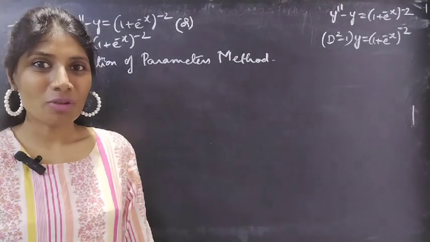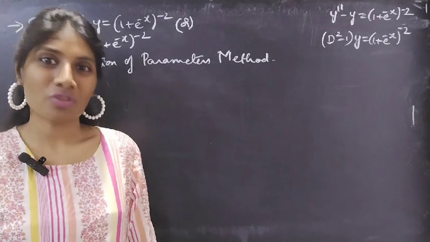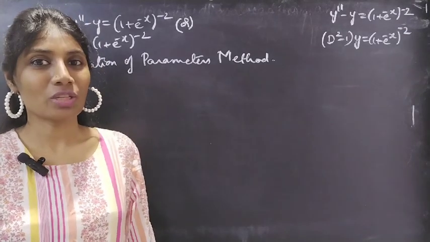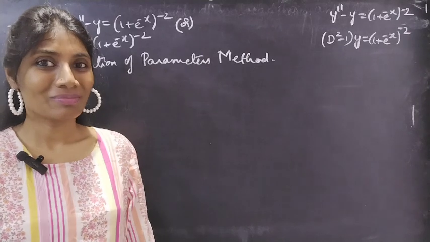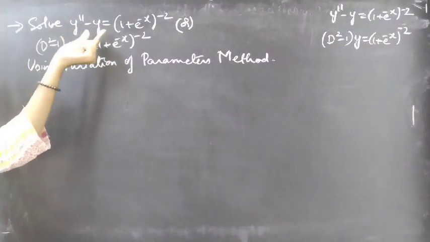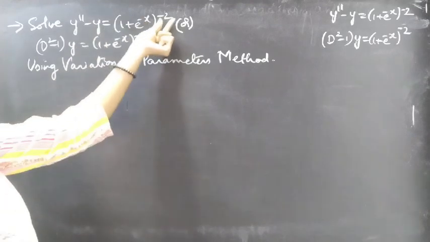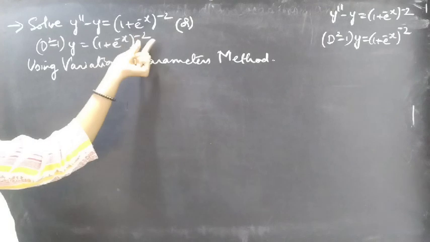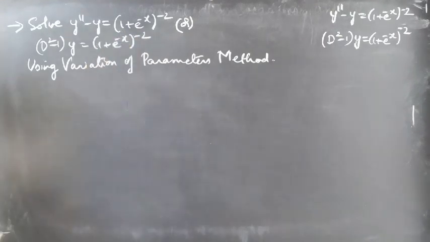In this video, we're going to solve a differential equation using variation of parameters method part 2. So we are going to solve the given differential equation using another way. Let's get going. Problem: solve y double dash minus y equals 1 plus e power minus x raised to the power minus 2, or (D square minus 1) y equal to 1 plus e power minus x raised to the power minus 2, using variation of parameters method.